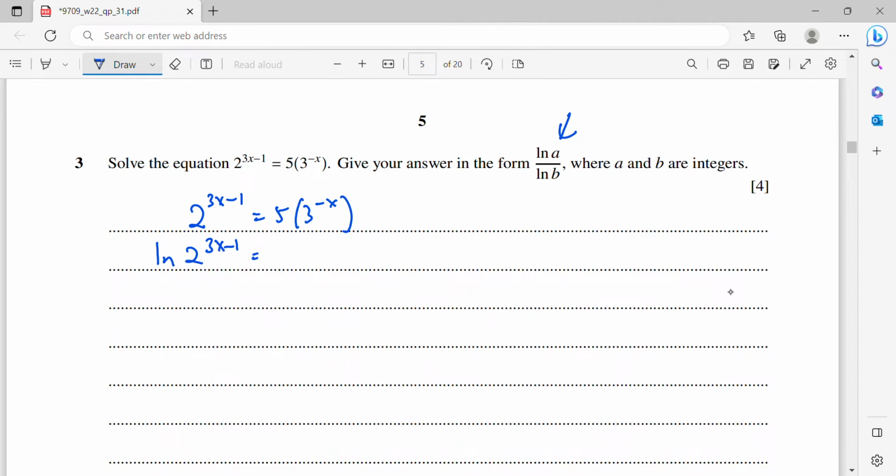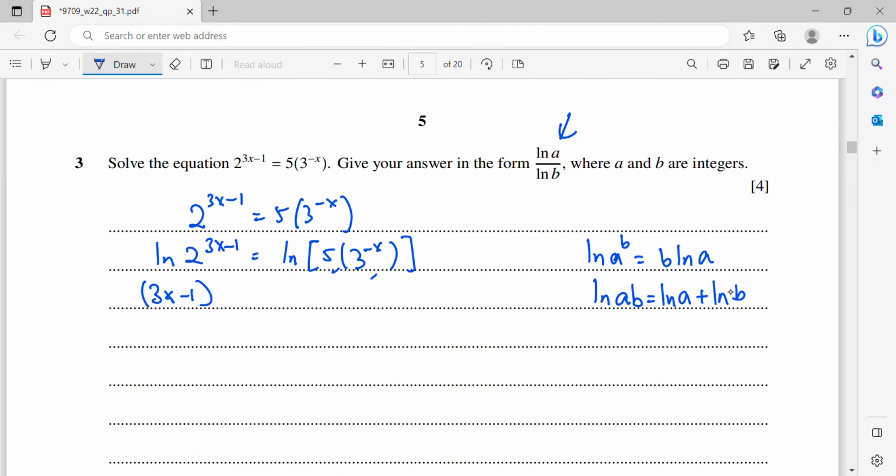Please remember that there's only one ln allowed. Okay, so there's a power for the 2. The degree for the 2 is 3x minus 1. Now use the formula ln A power B is B ln A. Okay, and at the same time there are 2 terms here, multiplication of 2 terms but with 1 ln. So I will say that ln AB is ln A plus ln B. So now by bringing down the 3x minus 1, I will get 3x minus 1 ln 2 equals to, for the right hand side, you split it into 2 ln, so it becomes ln 5 plus ln 3 power negative x.